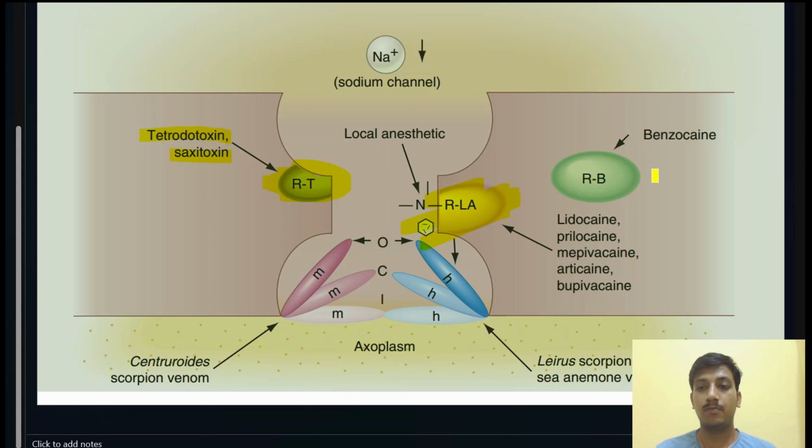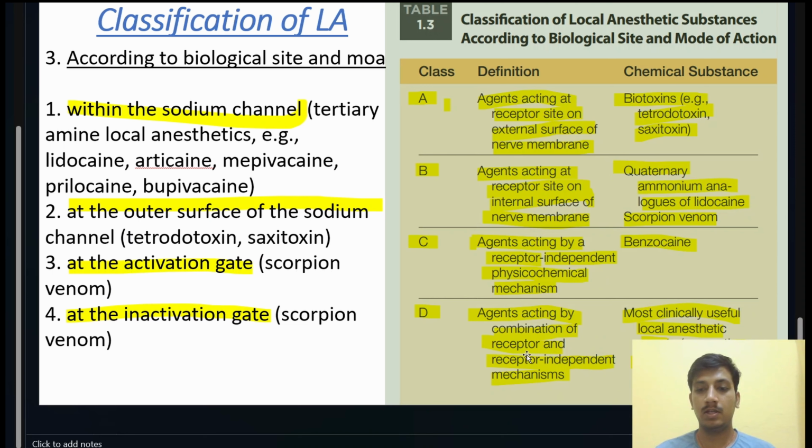And this is the benzocaine, which acts by the membrane expansion theory as we discussed earlier, and this is the lidocaine, prilocaine, mepivacaine, articaine, and bupivacaine. The most used anesthetic agents nowadays are in class D, which act by acting on the receptor mechanism as well as the membrane expansion theory.